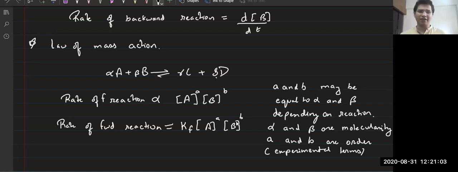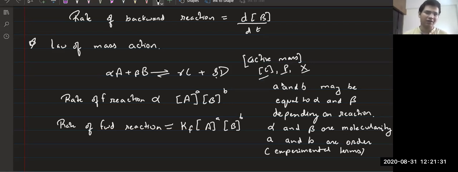The law of mass action says that the rate of any reaction is directly proportional to its active mass. Here I'm using the term active mass. Active mass can either be concentration, or pressure, or mole fraction. So active mass is basically the quantity which is changing. We will take active mass as either concentration or pressure. Mole fraction we won't be considering because it's not in our syllabus. So here I'm taking concentration.